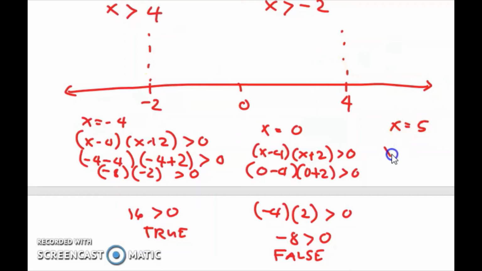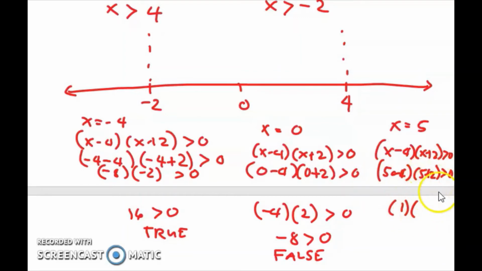So, we will have here x minus 4, and then x plus 2 greater than 0 ba siya when x is 5? So, 5 minus 4, and then 5 plus 2, is that greater than 0? 5 minus 4 is 1. And then 5 plus 2 is 7. Is that greater than 0? 1 times 7 is 7. Is that greater than 0? Yes. So, 7 is greater than 0. So, dito, true tayo. Okay?